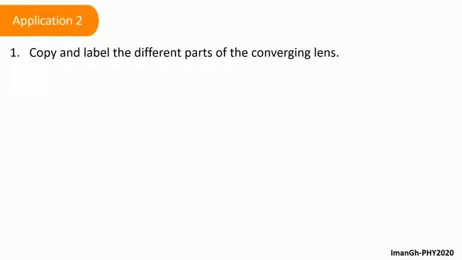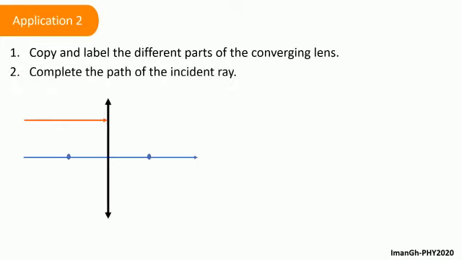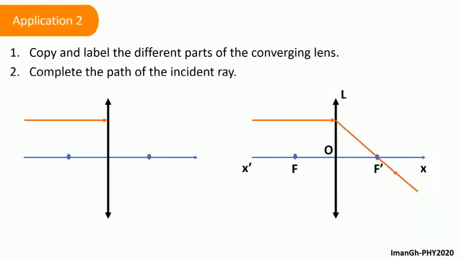In application 2, you are asked to copy and label the different parts of the converging lens and to complete the path of the incident ray. Don't forget, the emerging ray will cut X'X at F'.